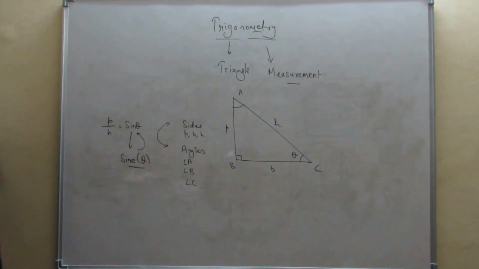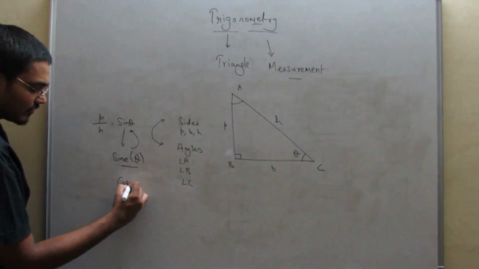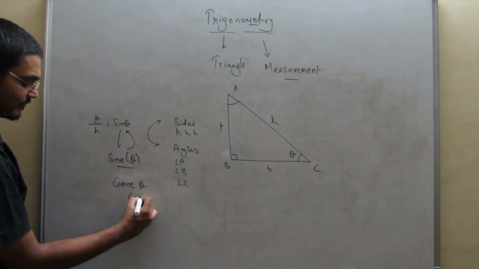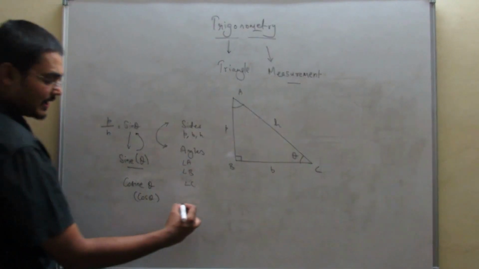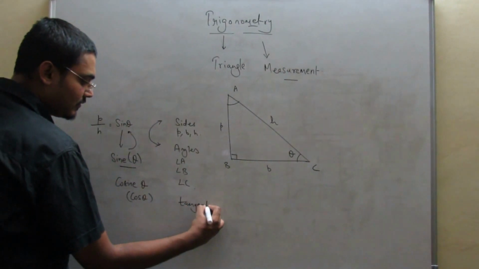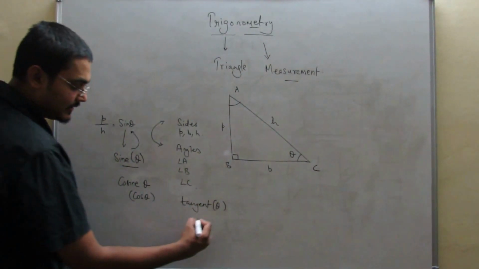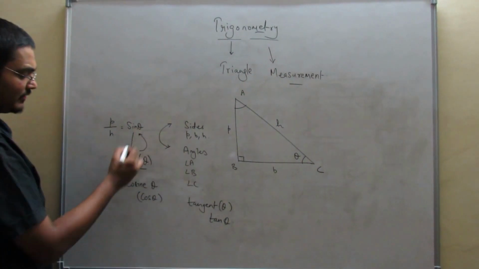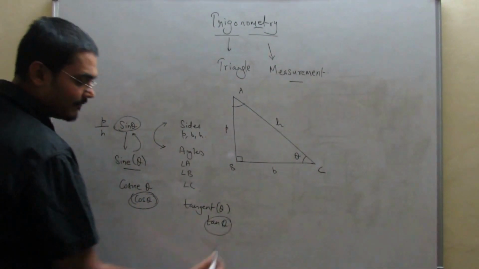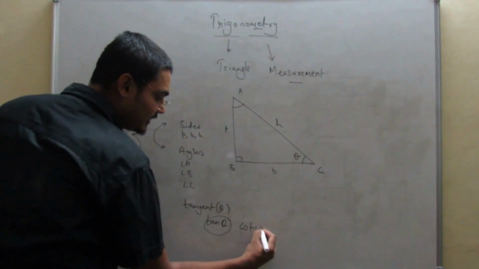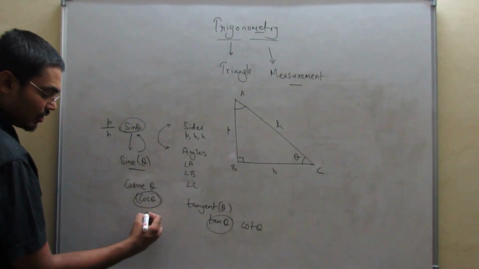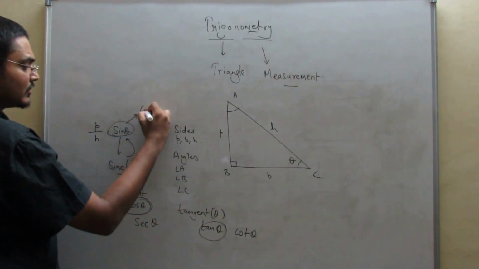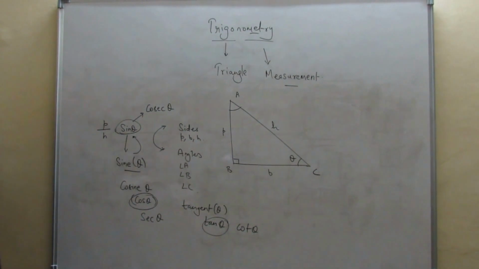So I have six types of ratios like this. I have cosine of theta, which I call cos theta. I have tangent of theta, that I call tan theta, and I have reciprocals of sine, cos, and tan. Reciprocal of tan I call cot theta, which is cotangent of theta. Reciprocal of cos I call sec theta, which is secant of theta, and reciprocal of sine I call cosec theta, which is cosecant of theta.